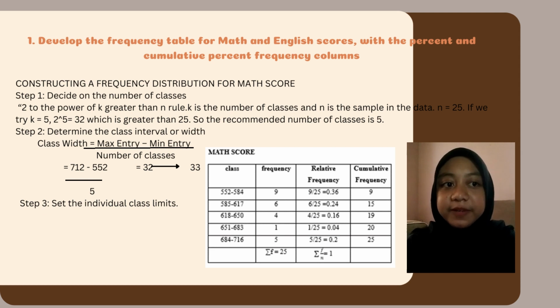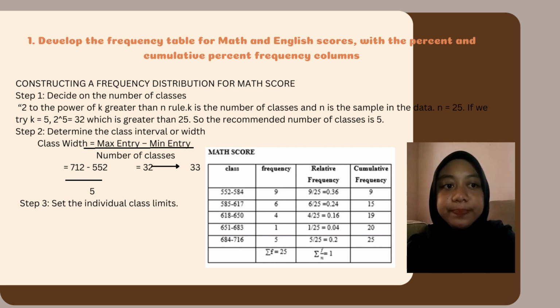From the population of 500 university students, 25 randomly selected students provided information about their high school GPAs, Math SAT scores, English SAT scores, Computer SAT scores, and university GPAs. Question 1: Develop the frequency table for math and English scores with the percent and cumulative percent frequency columns.